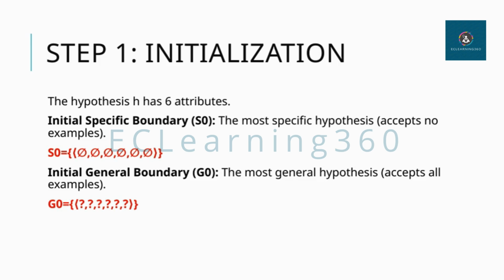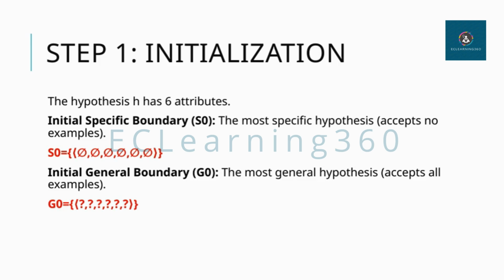On the other hand, we have the initial general boundary, G0. This is the opposite. It's the most inclusive hypothesis, accepting all possible examples. It's written as question marks, where each attribute can be anything, any value, any combination.